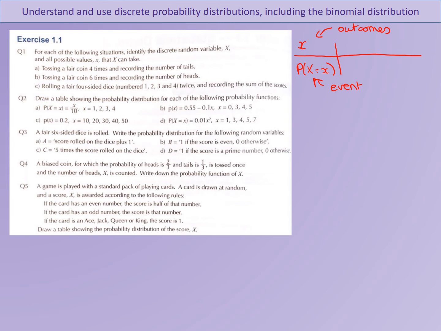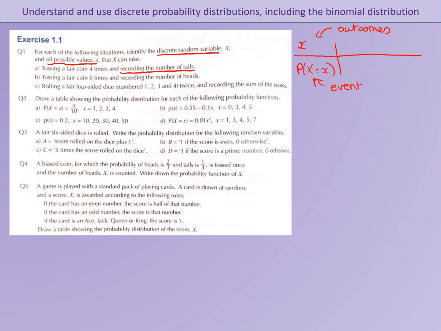then be recording. So when you're looking at this question, tossing a fair coin 4 times and recording the number of tails, the discrete random variable part will be this bit here, recording the number of tails. And if you're looking for what are all of the possible values of x, then you have to work that out within the question. So if you're tossing a coin 4 times, what could happen?